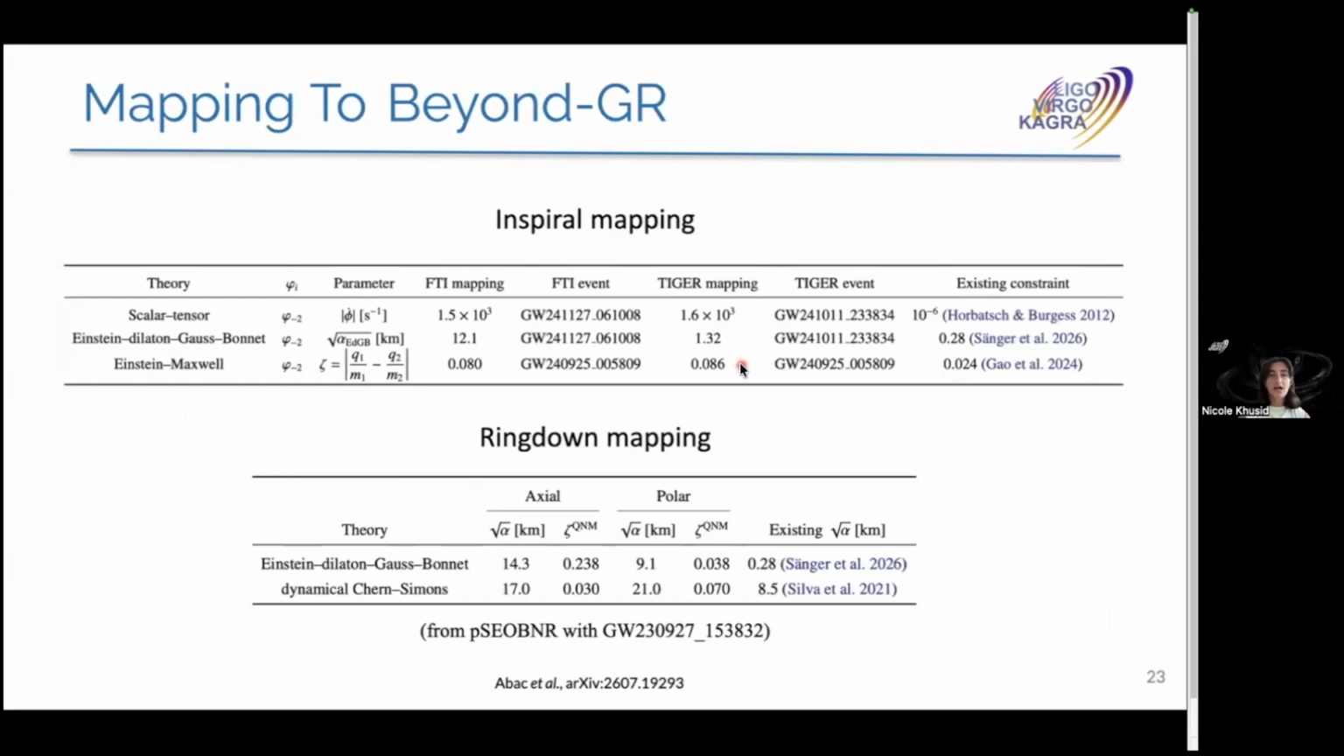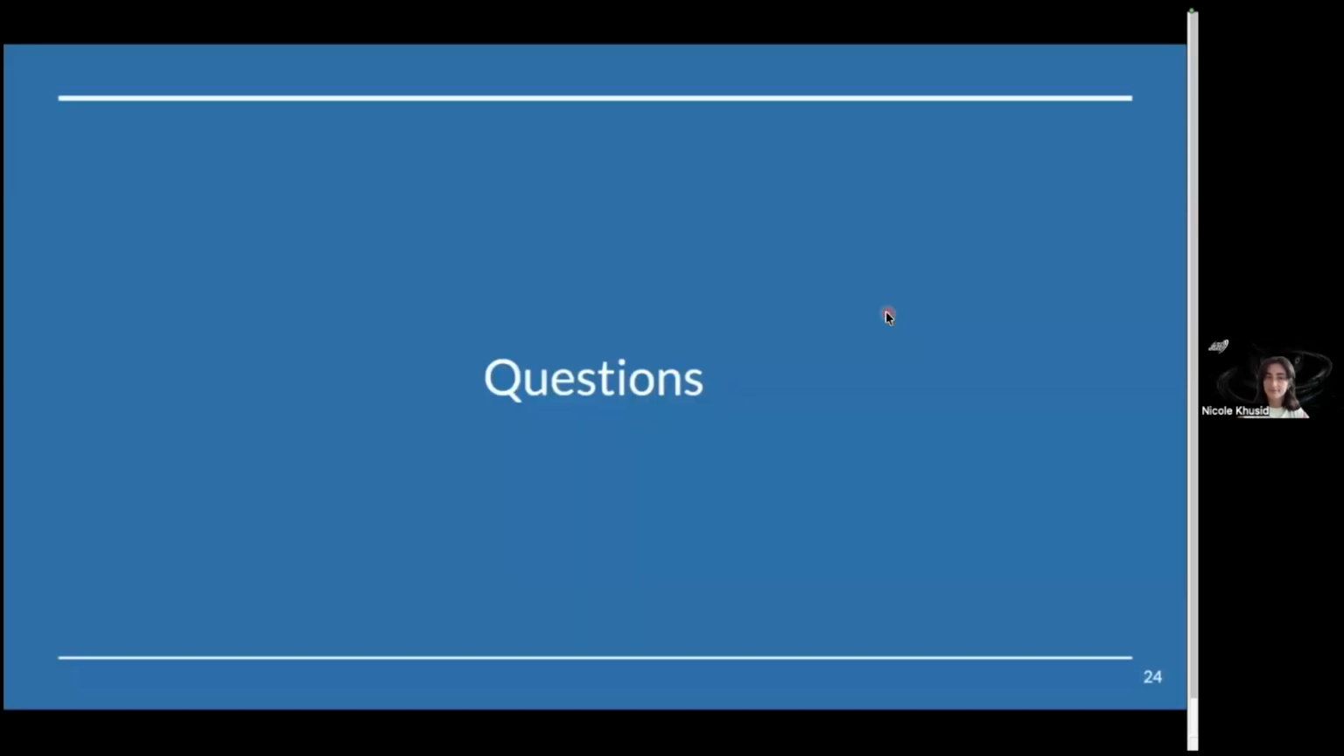And finally, on the last slide, for both the inspiral tests that we've done with FTI and TIGER and the ringdown test that we've done particularly with pSEOBNR, we can map some of the constraints that we've obtained to specific parameters in beyond GR theories or alternative theories of gravity. And in this table, we're providing the upper limits that we obtain on some of these beyond GR parameters from this mapping. And in the rightmost column, you can see that our upper limits agree with the existing constraints that we have from other works. And with that, we conclude.